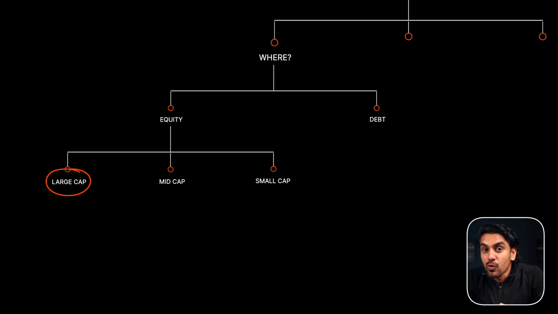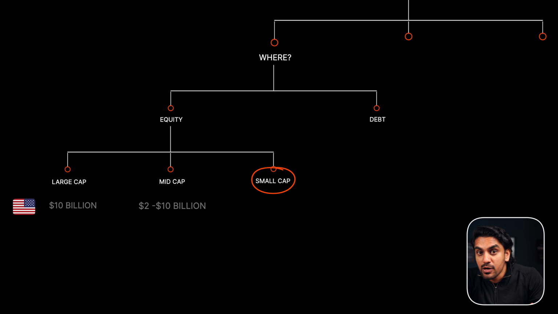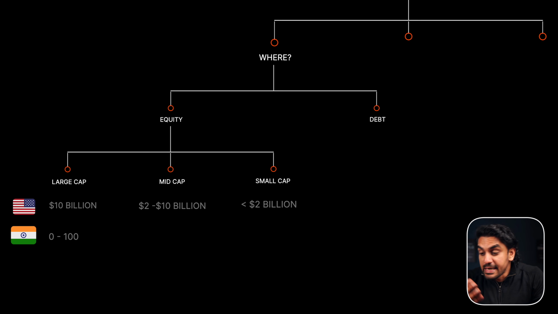Large cap stocks are those that belong to well-established companies with a huge market capitalization. In the US, these are companies typically valued at over $10 billion. Mid-cap stocks are those of companies with a market cap between 2 to 10 billion, and small cap stocks have less than 2 billion in market cap. In Indian stock market terms, large caps are the stocks of the first 100 companies listed in the stock exchanges based on market cap. And mid caps are between 101 and 250, and beyond that are small cap stocks.